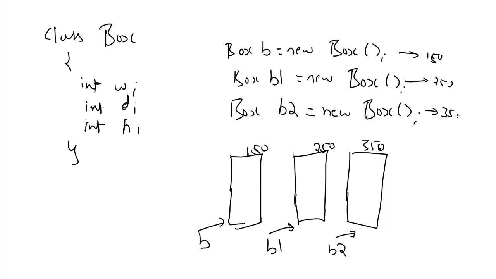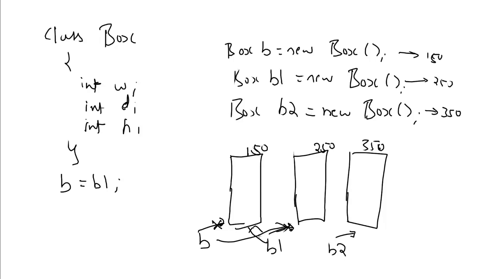Okay, now it's 350. Now when I try to assign, it's just a variable, right? Although it's an object, it's just a variable. b is equal to b1. What happens here is, instead of pointing to this, b starts pointing to this. Right now b1's value 250 will be given to b.